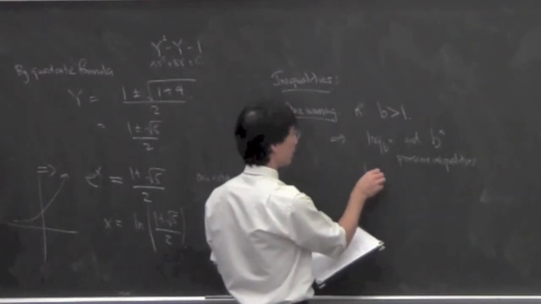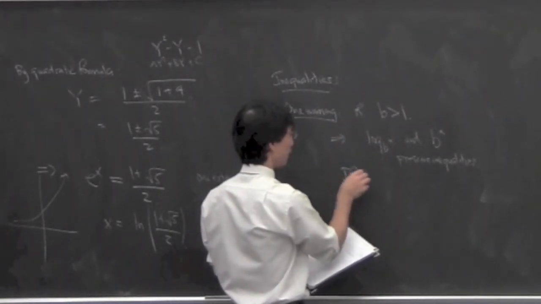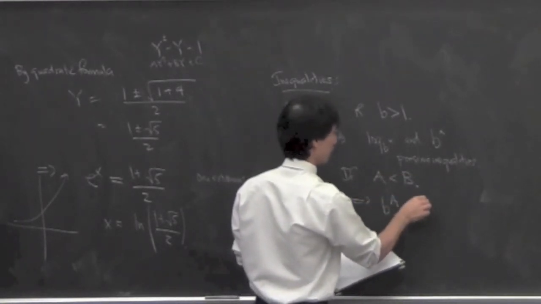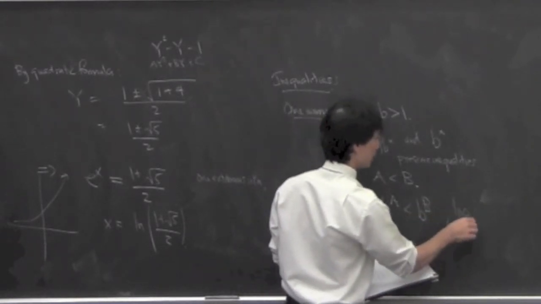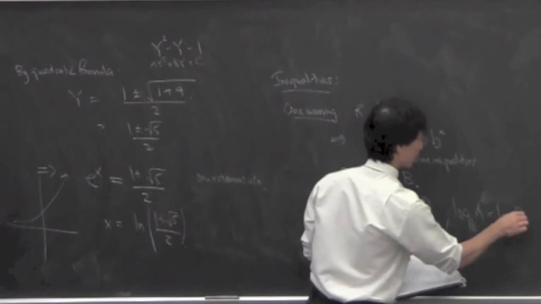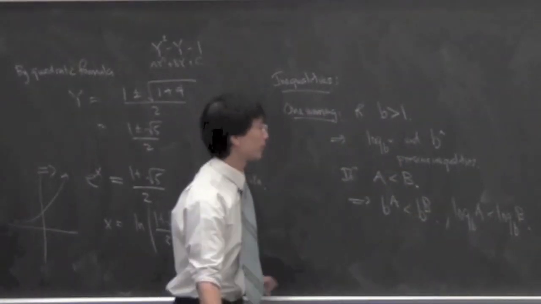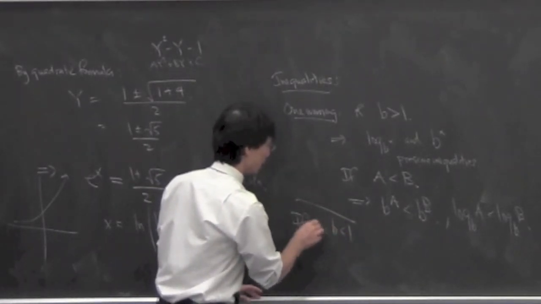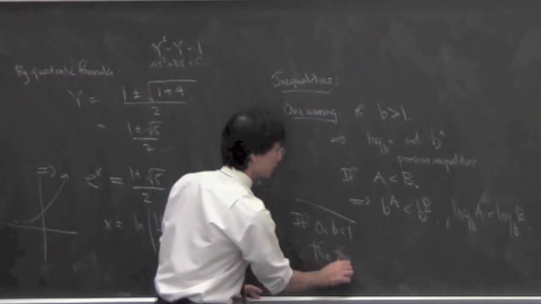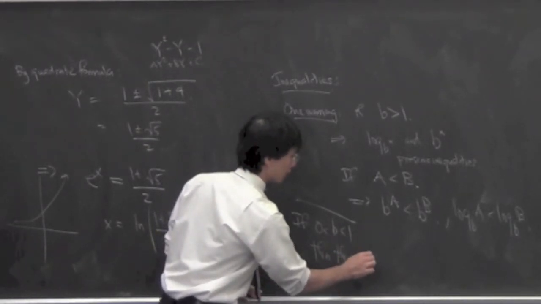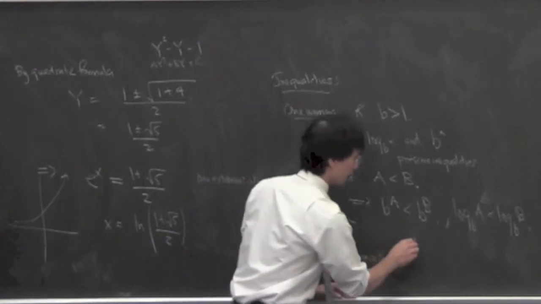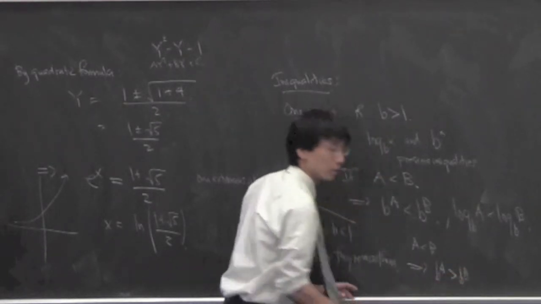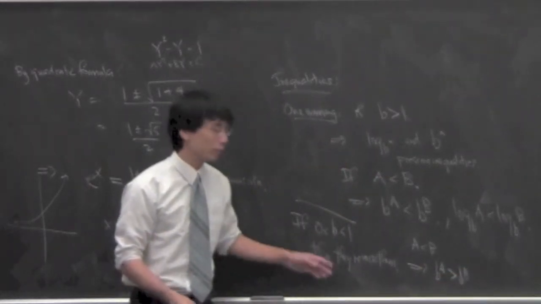That is, if you have a is less than b, then b to the a is less than b to the b. Log base b of a is less than log base b of b. Okay. But if b is between 0 and 1, then they reverse inequalities. Like a less than b would imply that b to the a is bigger than b to the b. Okay, and same for the log.